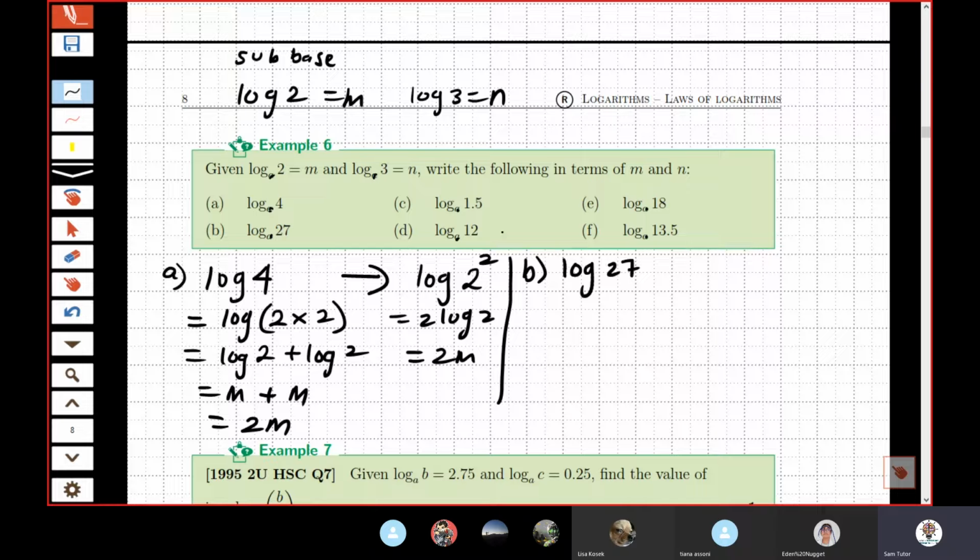27. Think about 2 and 3. How is 27 linked to 2 and 3? If you don't know it, get your calculator out. Maybe do some multiplying, do some powers until you get to 27 using 2s and 3s. In any combination you like. Very cute. Done. Log 27 is log 3 cubed. Bring the 3 down. And then again, my question is going to be, what is log 3? Log 3 is equal to n. So the answer is 3n.